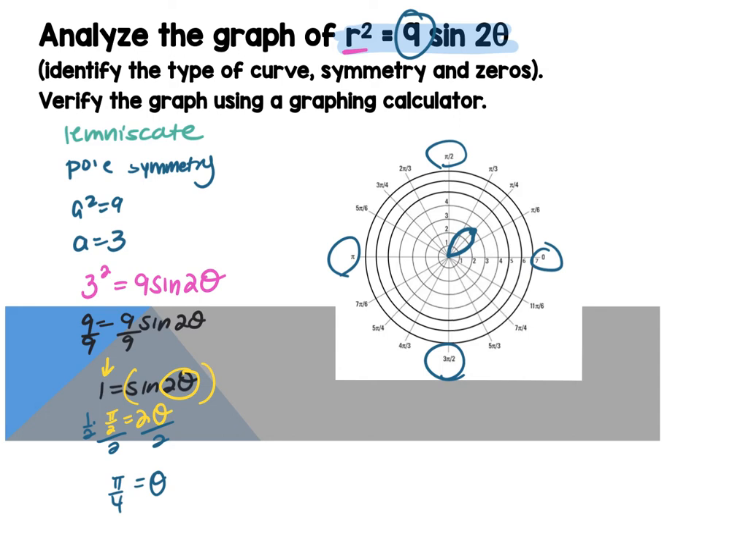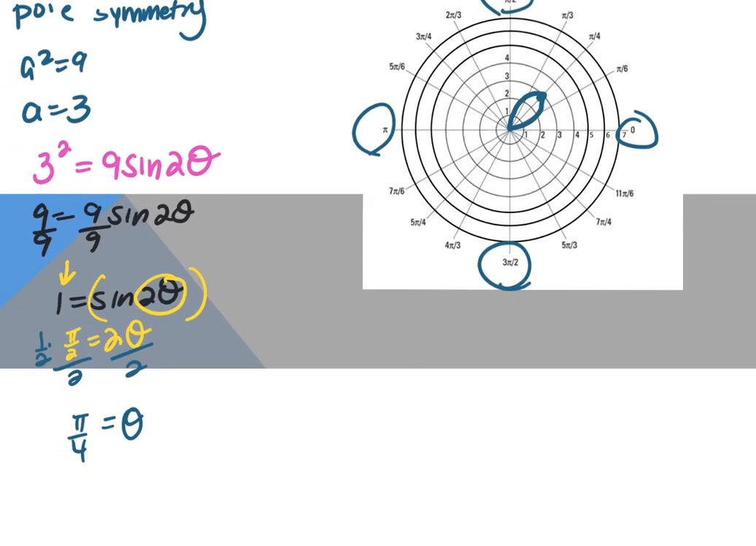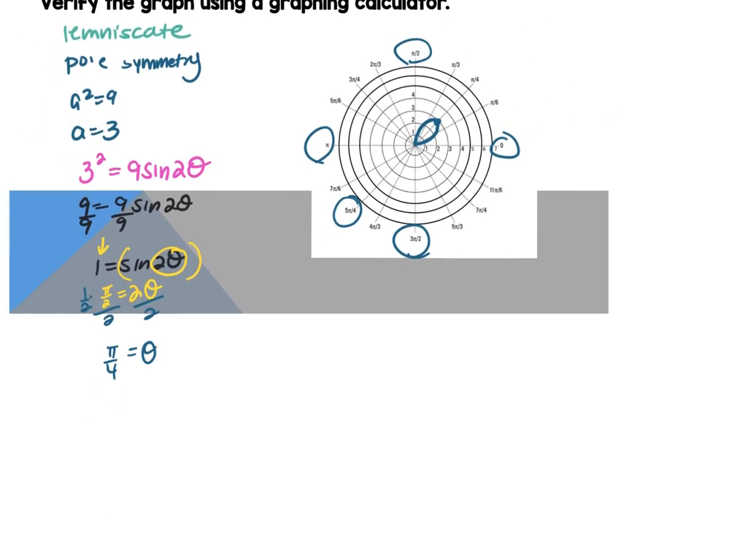All right, so then if this is a Lemniscate, where do I think the other loop is happening? On the other side, in the third quadrant, where it would be 5 pi over 4. So I'm going to confirm that by doing r squared equals 9 sine 2 theta at 5 pi over 4.